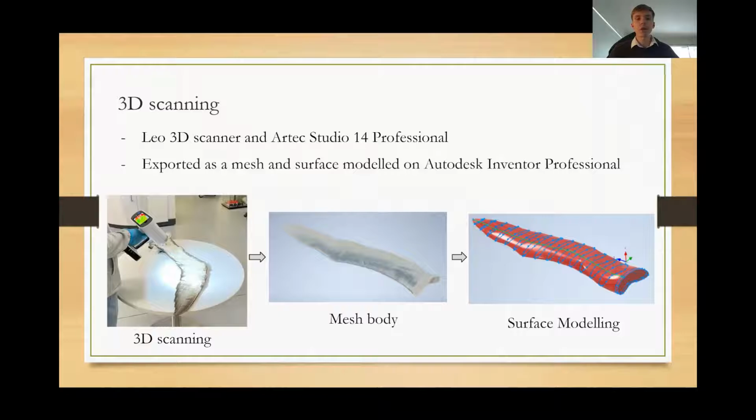So our project started off by 3D scanning 2 taxidermized bird wings using a Leo 3D scanner. We exported these scans as a mesh body to Autodesk Inventor Professional, where we surface modeled the wings.